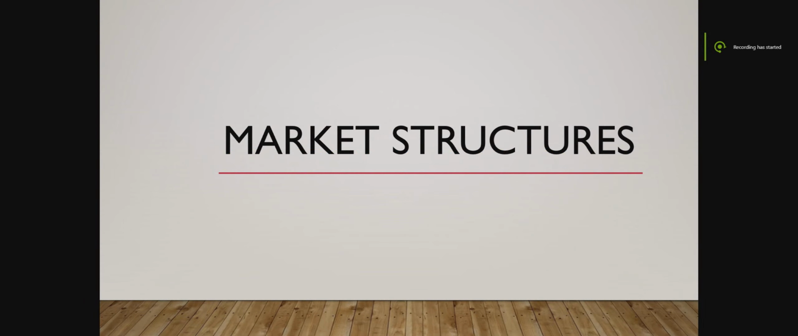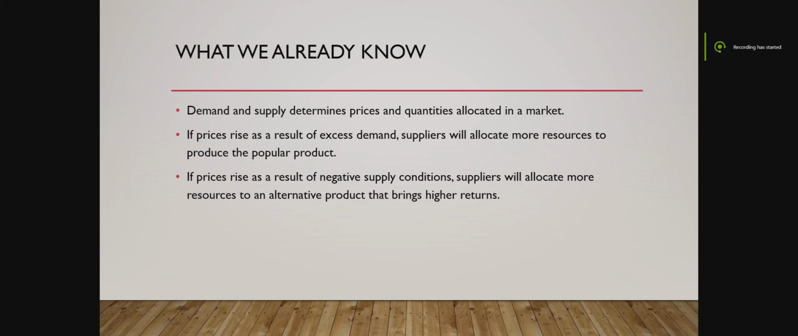Market structures. We're up to chapter 4. Let's get started. So what do we already know? So far we know that demand and supply determines prices and quantities allocated in the market. If prices rise as a result of excess demand, suppliers will allocate more resources to produce the popular product.